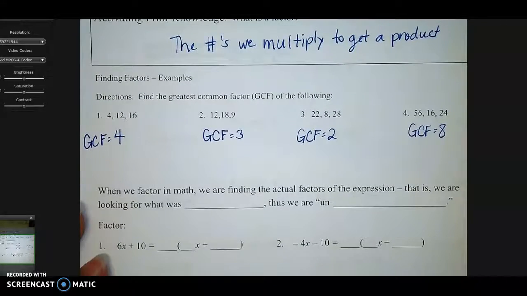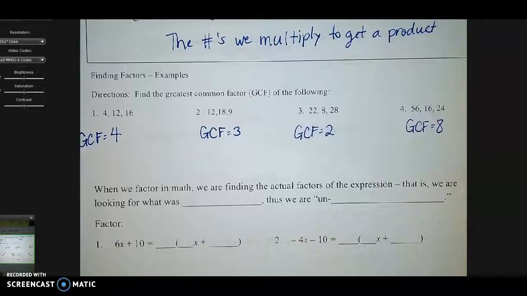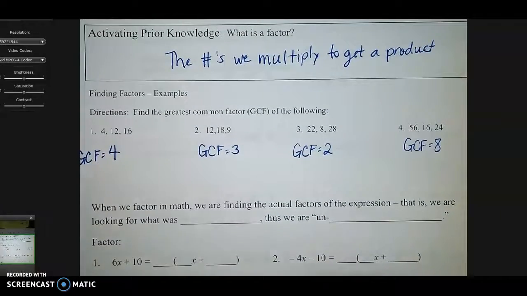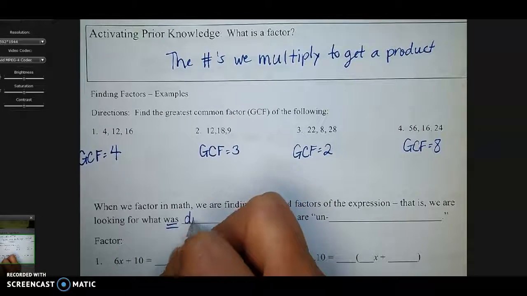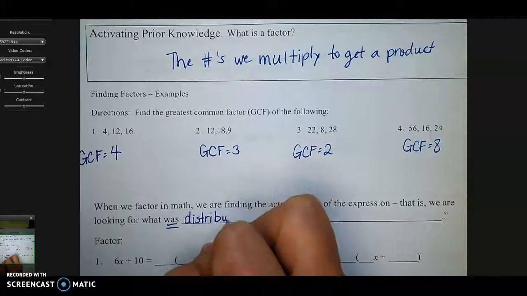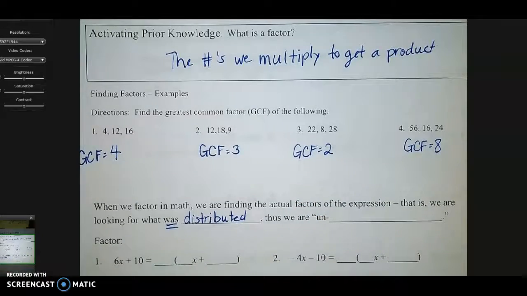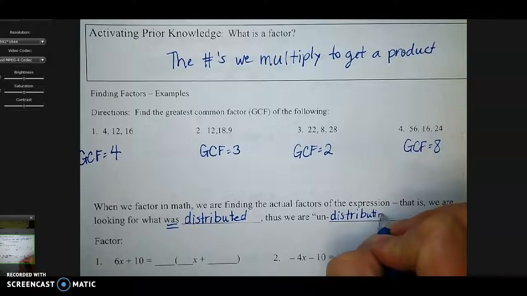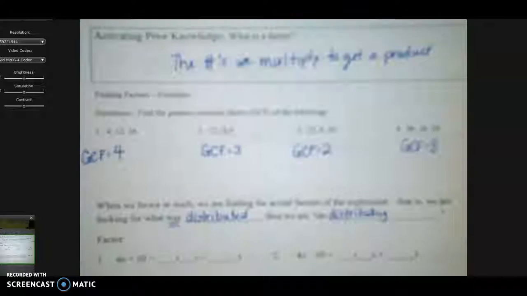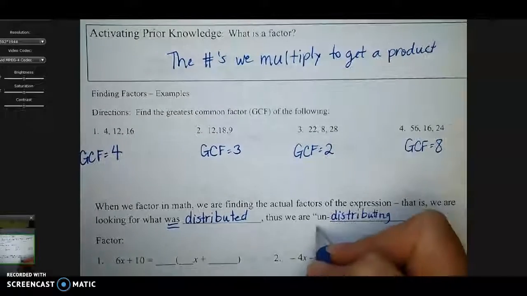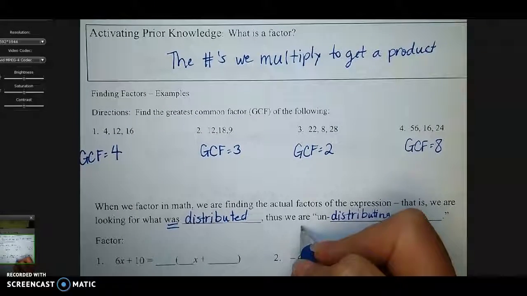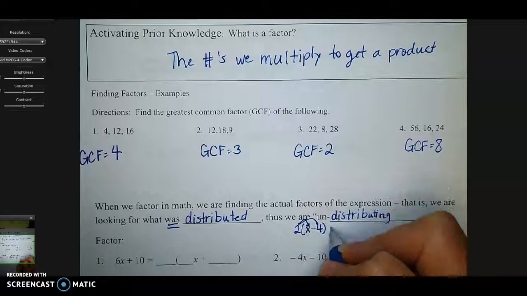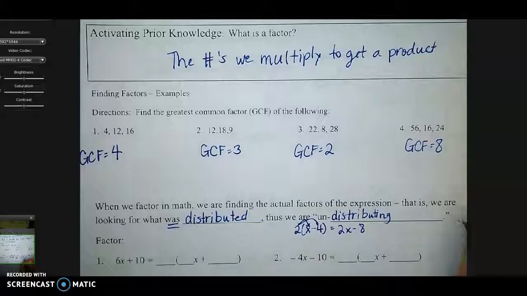So when we factor in math, we're finding the actual factors of the expression. That is, we are looking for what was distributed or multiplied by, therefore we are undistributing. So we just did a bunch of work with the distributive property, and just for a reminder, we would have like 2 times x minus 4. We would distribute or pass it out, end up with 2x minus 8. So now we're going to go backwards.